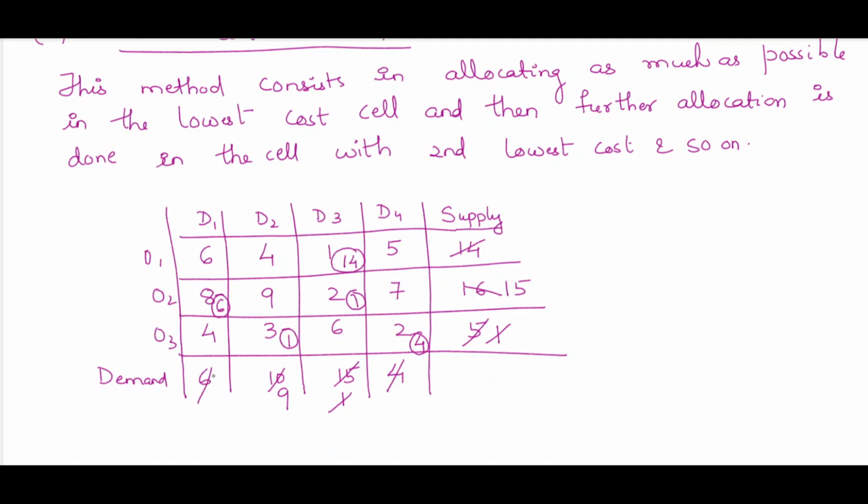So this existed, only the remaining is 9. So here 9 minus 9 remains 0. Initially after 6 it was 9, then after allocating 9 it was again 0. So we have fulfilled the least cost method.